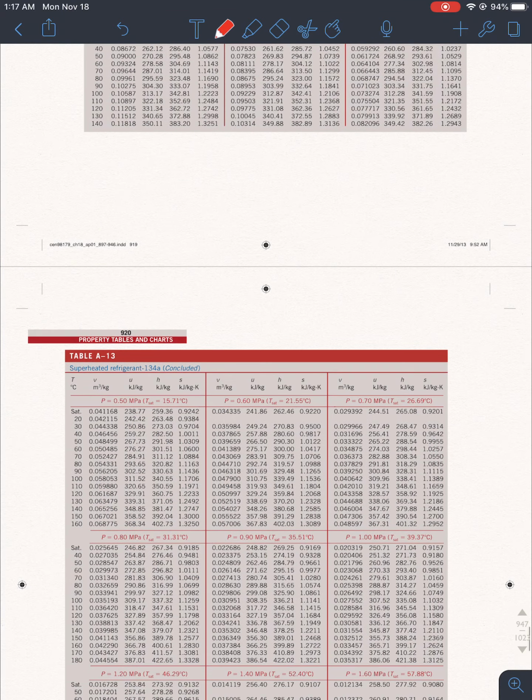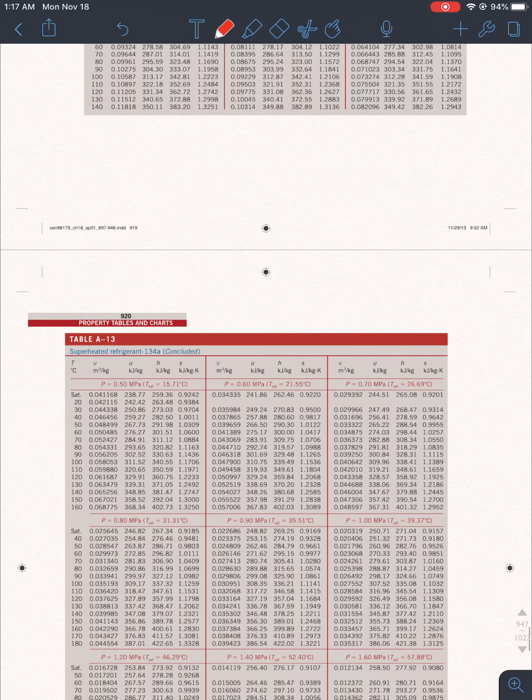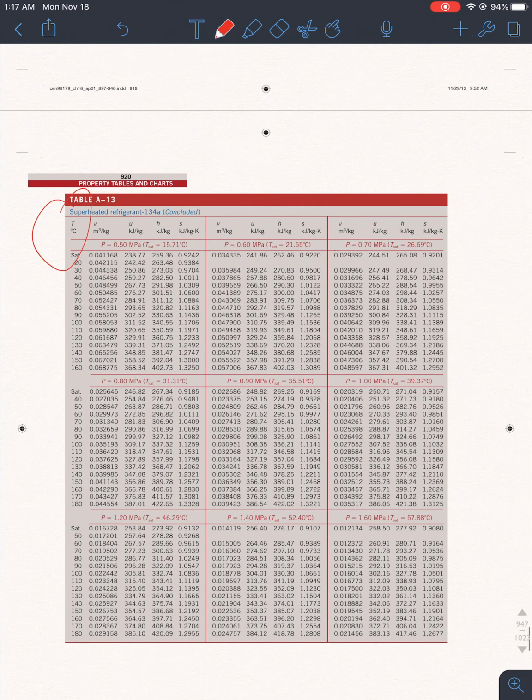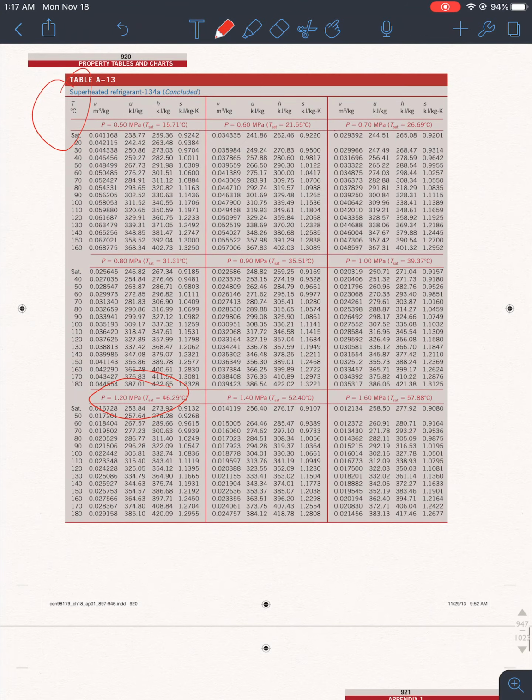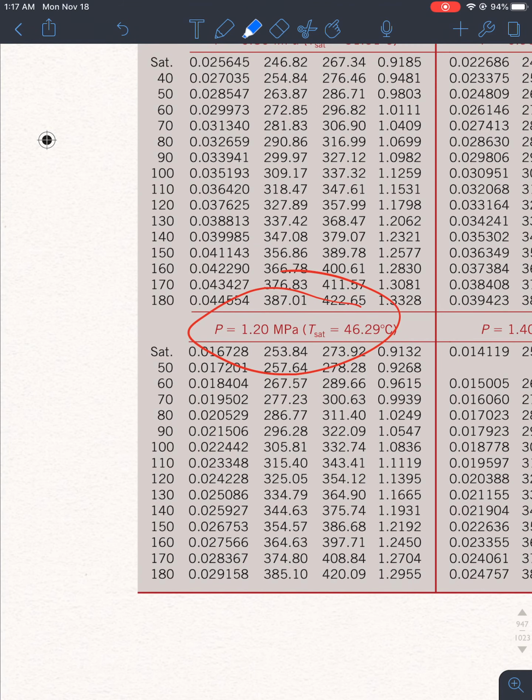There's temperature, this is wrong. Temperature, all right, 1.2 megapascals. All right, here we are. Let's paste that one more time.